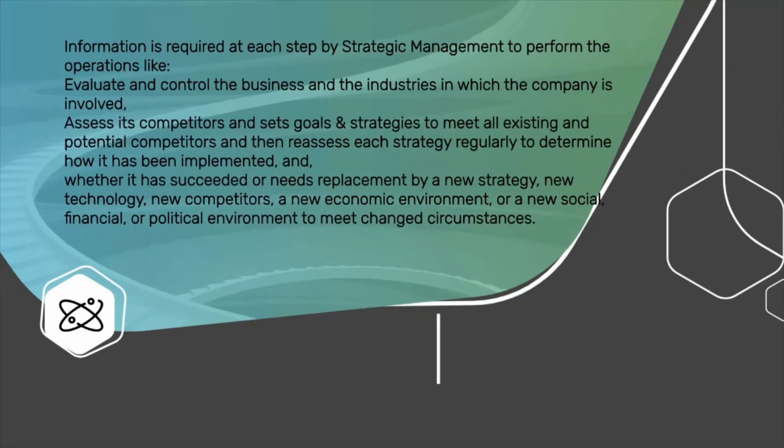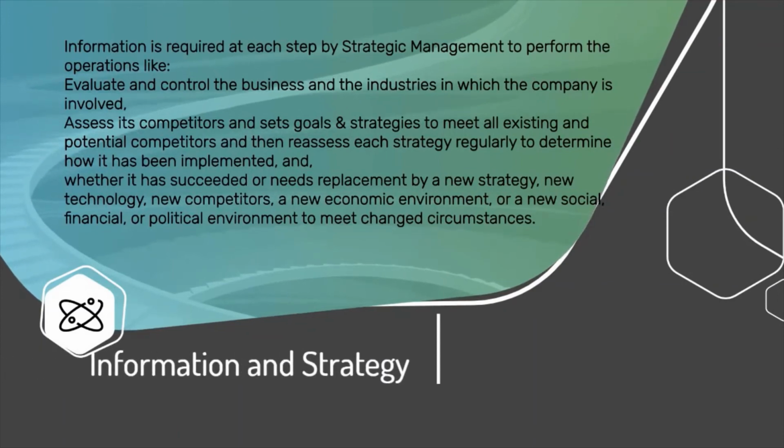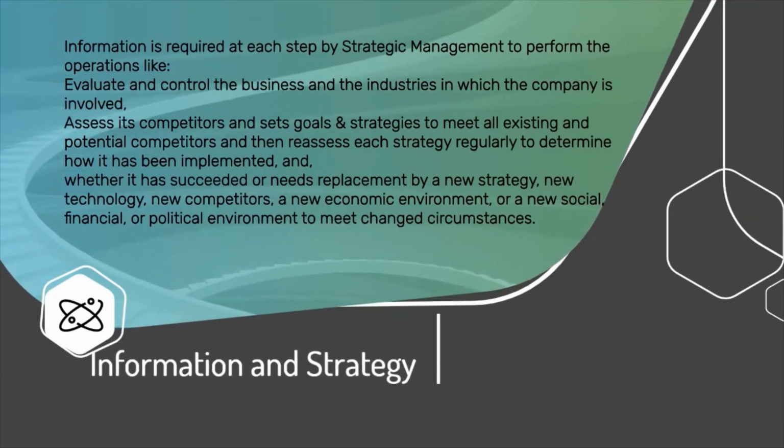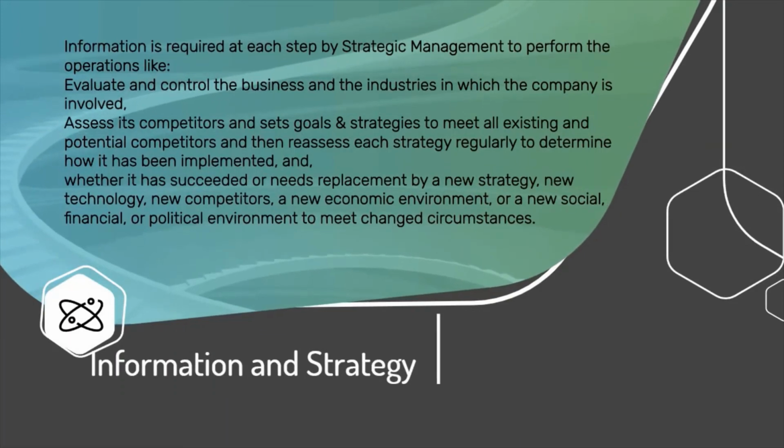Information is required at each step by strategic management to perform operations like evaluating and controlling the business and the industries in which the company is involved, assessing its competitors, and setting goals and strategies to meet all existing and potential competitors. Then each strategy is reassessed regularly to determine how it has been implemented, and whether it has succeeded or needs replacement by a new strategy, new technology, new competitors, a new economic environment, or a new social, financial, or political environment to meet changed circumstances.